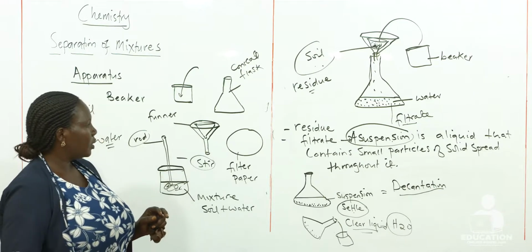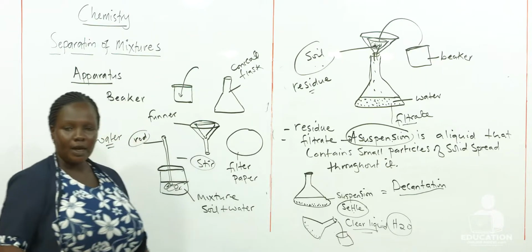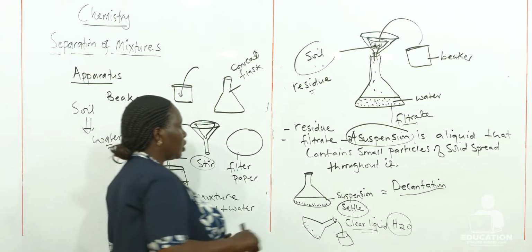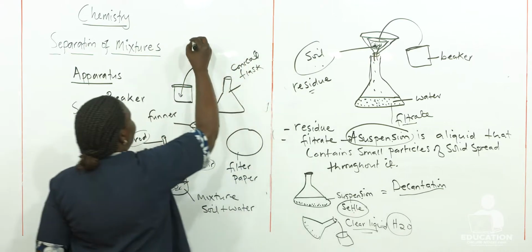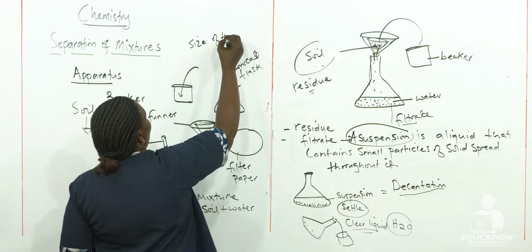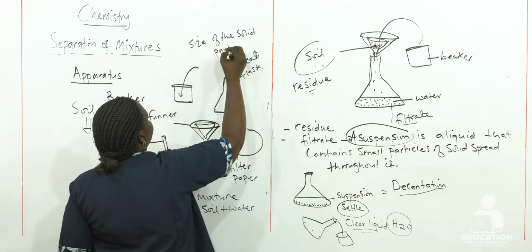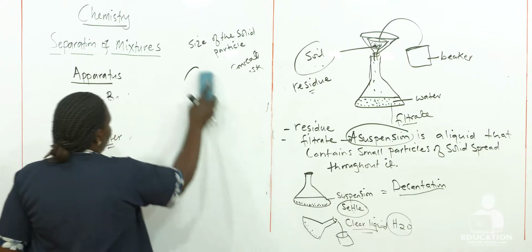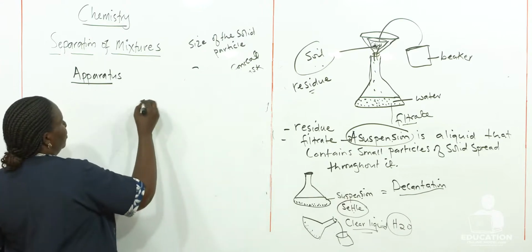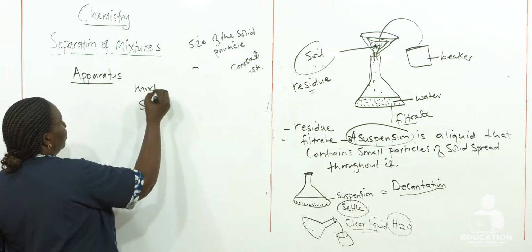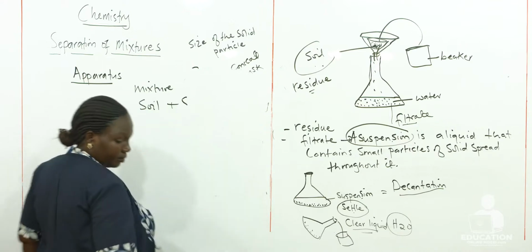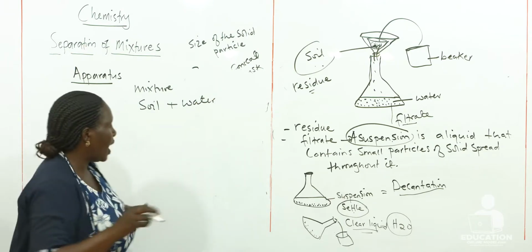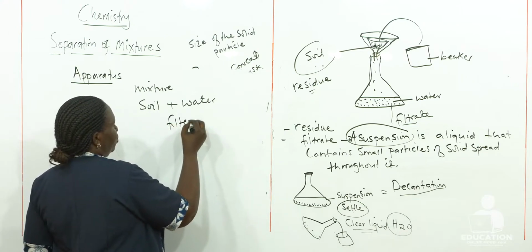So we said filtration is a process that we use when we have a mixture that contains insoluble particles inside a liquid. And then also for us to use filtration, we look at the size of the solid particles. When you look at water and soil, the particles of soil are very small. That's why we use filter paper.